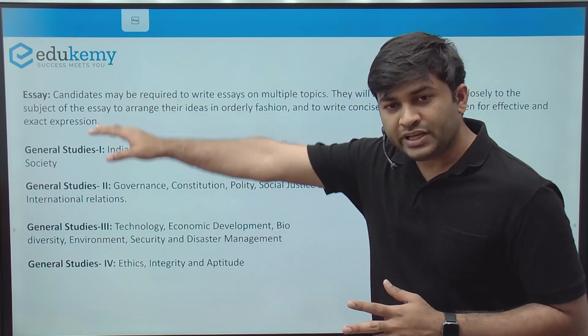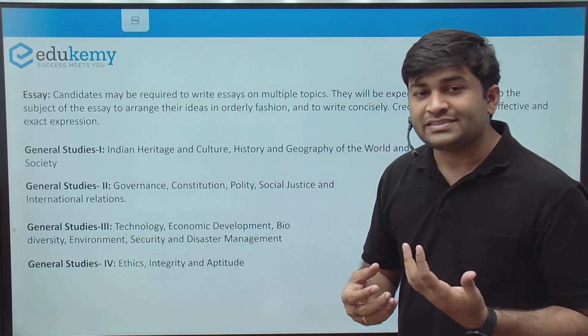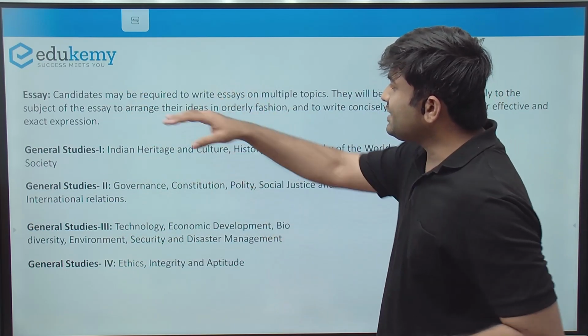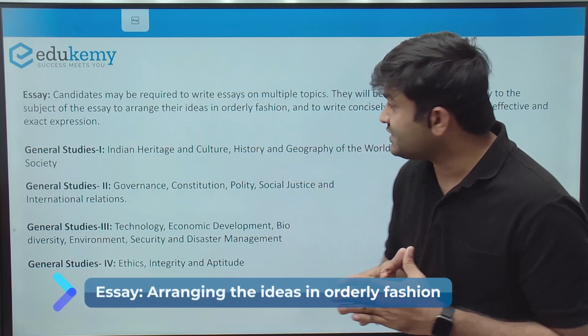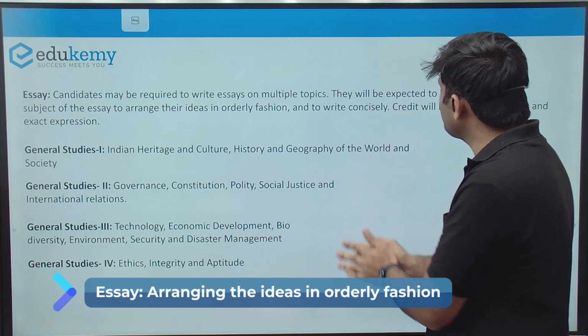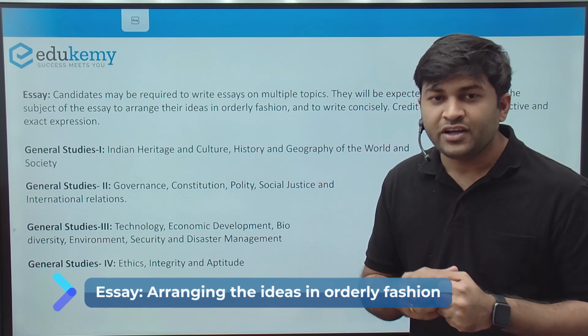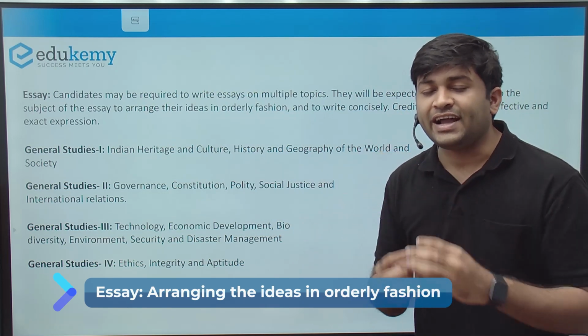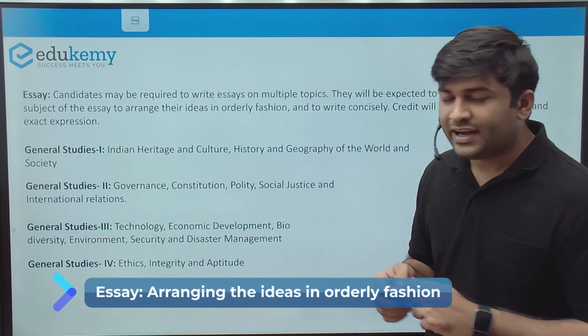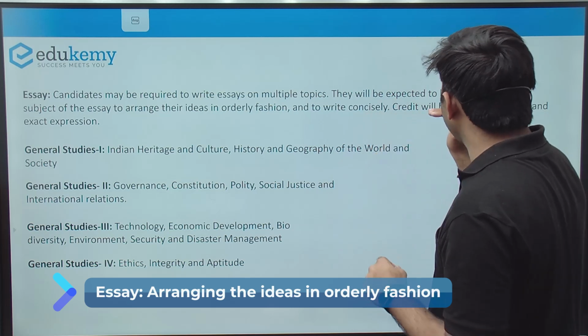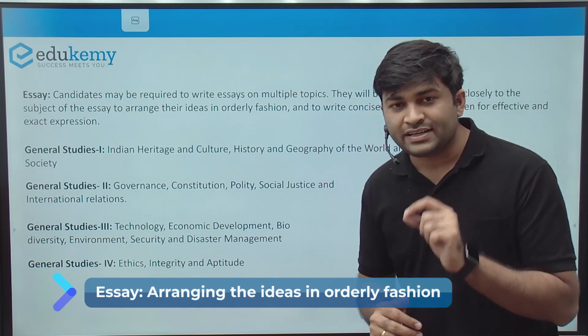Now coming to the syllabus of the main examination, we have essay. The candidates may be required to write essays on multiple topics. This will be expected to keep closely with the subject of the essay, to arrange their ideas in orderly fashion and to write them concisely, right? And the credit will be given for effective and exact expression.